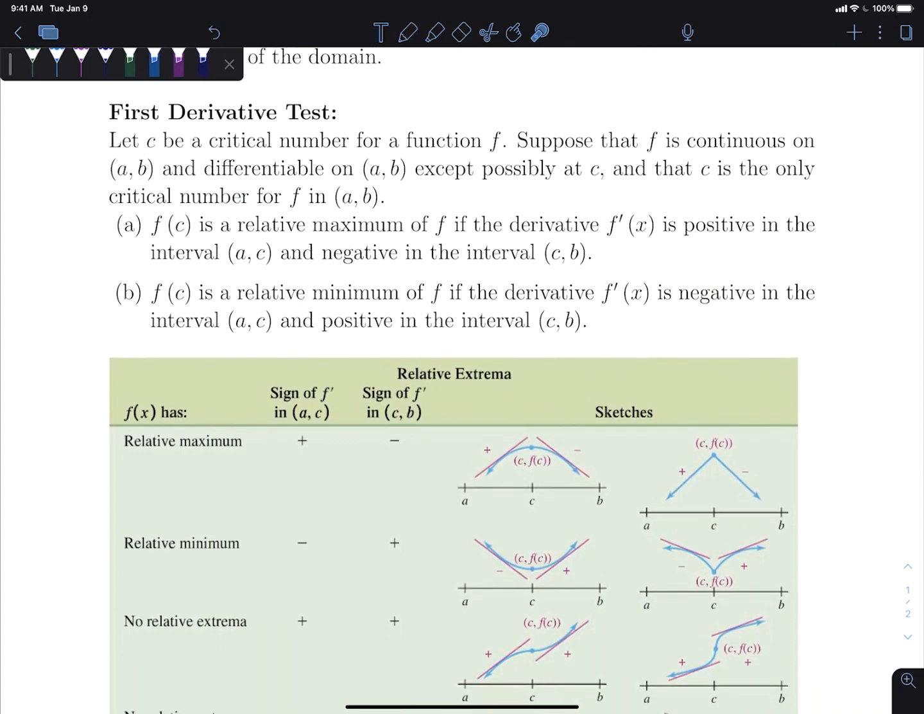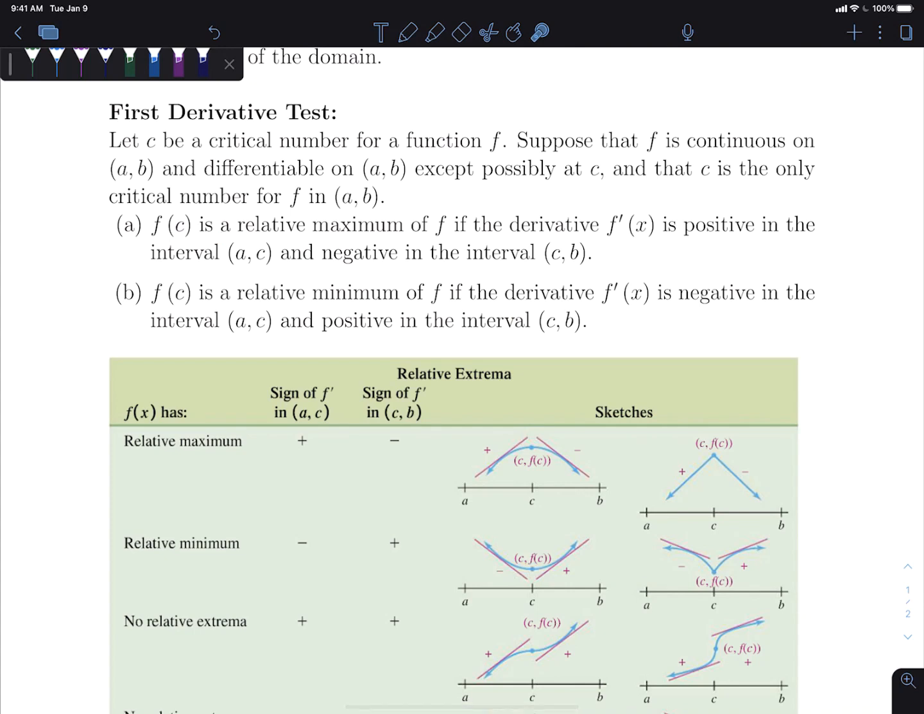Let c be a critical number for a function f. Suppose that f is continuous on a to b and differentiable on a to b, except possibly at c, and that c is the only critical number for f in a to b.